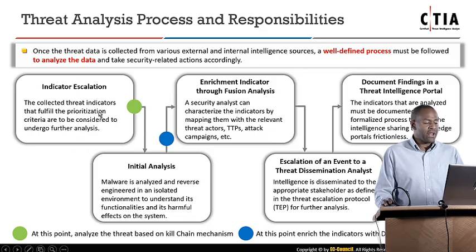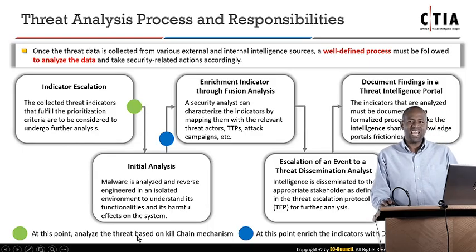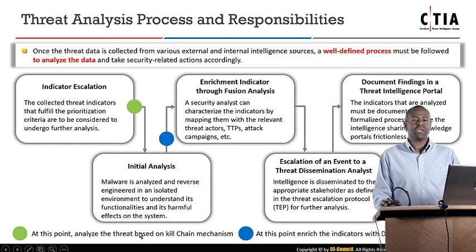The collected threat indicators that fulfill the prioritization criteria are to be considered in order to undergo further analysis. So we're collecting data, we're looking at threat indicators. Some of those are going to reach the point of escalation. And this is where the little green dot comes in, where we're going to analyze these according to the kill chain mechanism. We'll talk about the kill chain mechanism in just a little while.